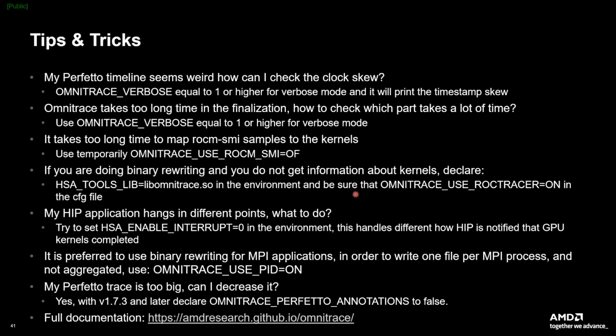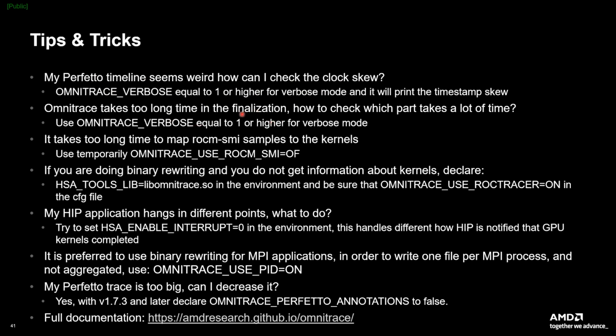Tips and tricks. Because I was instrumenting a big code and I had issues and discussions with developers, I started gathering some information. My preferred timeline seems weird. How can I check the clock skew? If you set OMNITRACE_VERBOSE equal to 1 or higher in the configuration file, it will print the timestamp skew. OmniTrace took a long time in the finalization. How do I check which part takes a lot of time? Again, OMNITRACE_VERBOSE equal to 1 or higher.